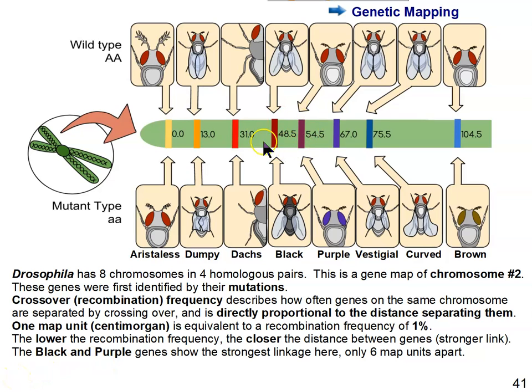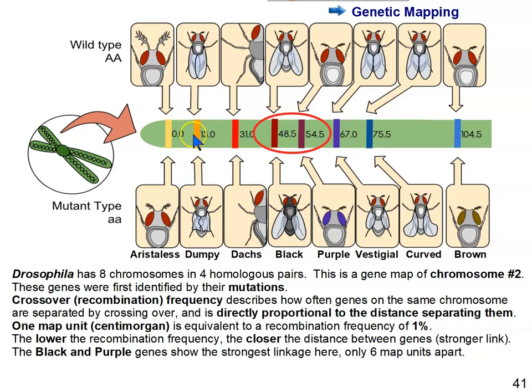And that's the opposite of independent assortment. So these genes appear to assort independently only 6% of the time. The rest of the time, they are linked, and they're inherited together, which would have blown Mendel's mind because that violates the whole idea of independent assortment.